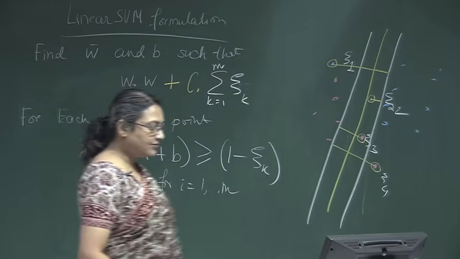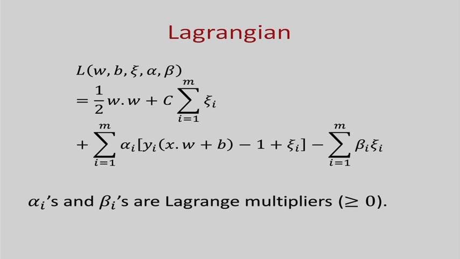Now, in order to solve this, we can find the Lagrangian of this quantity. So, the Lagrangian with parameters w, b, xi, alpha, beta, we get as half w dot w plus C sigma xi i plus sigma i equal to 1 to m alpha i times (y i into (x i dot w plus b) minus 1 plus xi i) minus sigma i equal to 1 to m beta i xi i. So, actually there is another set of constraints.